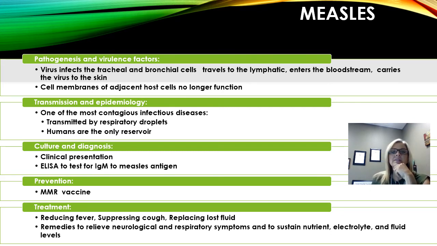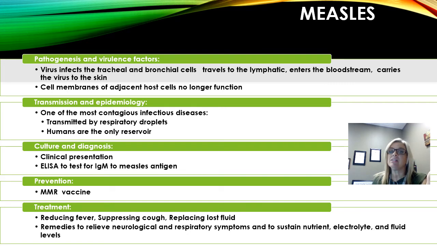And so how do we diagnose this? You can use the clinical presentation, look at that maculopapular rash, look at signs and symptoms. You can also use ELISA and test for the IgM antibodies for the measles antigen. You can, of course, prevent this. What is the best treatment? Is prevention. The prevention is going to be that MMR vaccine.